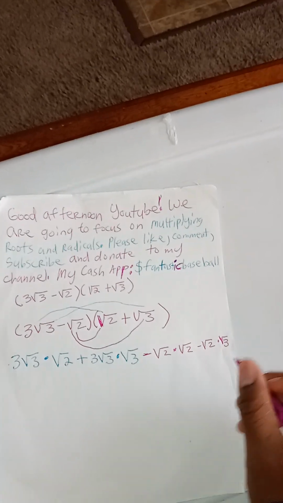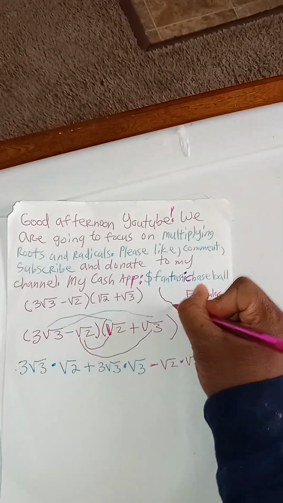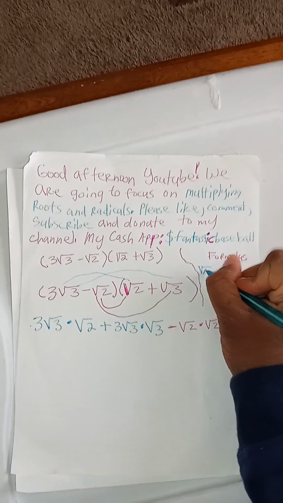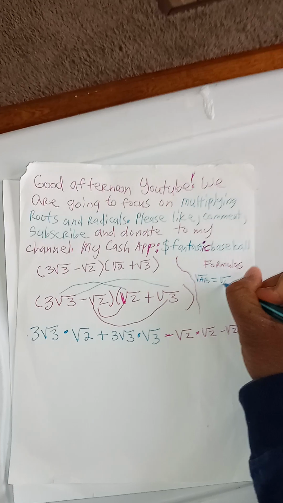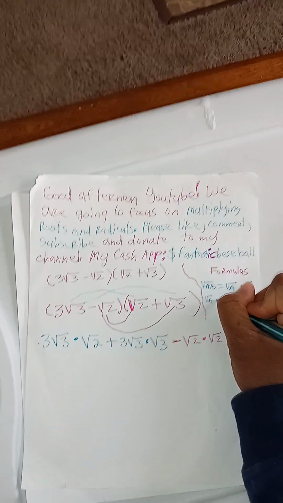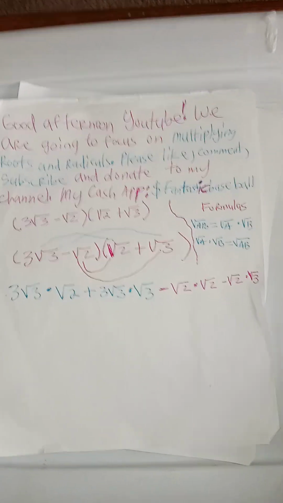Keep in mind, we have to know formulas that are extremely important here. So, to the side, we're going to write some formulas that are key to simplifying this. So we need to know square root of AB is equal to square root of A times square root of B, and square root of A times square root of B is equal to square root of AB. So now that we have the formulas down packed, let's begin simplifying.